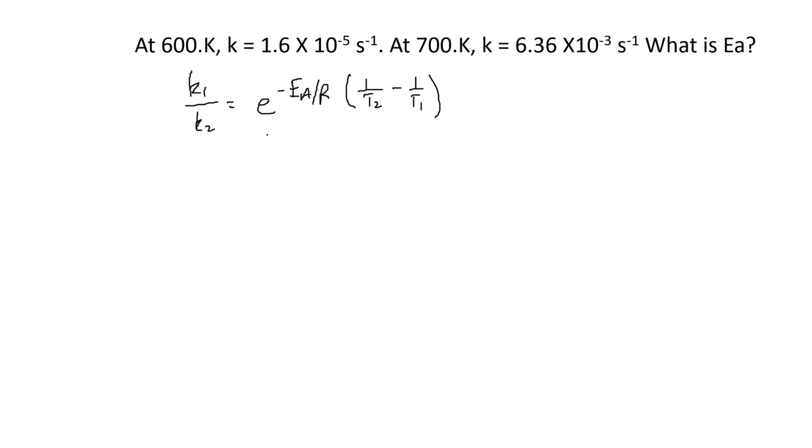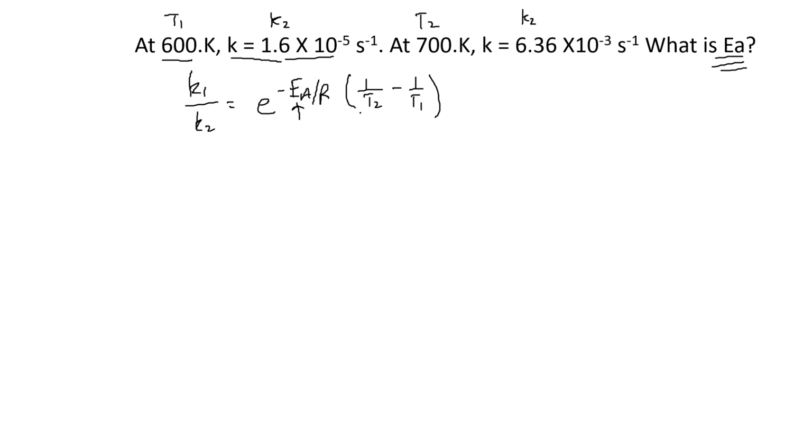Now, in this particular case, they gave you the first temperature and the first rate constant associated with that. So what I'm going to do is call this 600 T1, and K1 would be the 1.6 times 10 to the minus 5. And then the 700, I'm going to call this T2, and I'm going to call this K2, the 6.36 times 10 to the minus 3 seconds to the minus 1. And what this question is asking for is the activation energy.